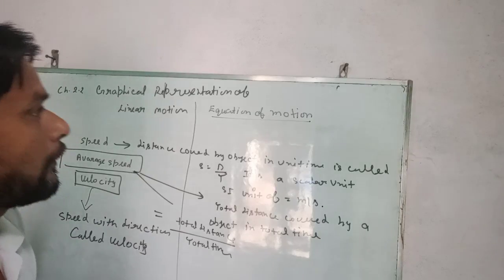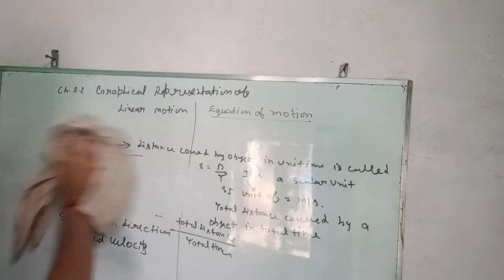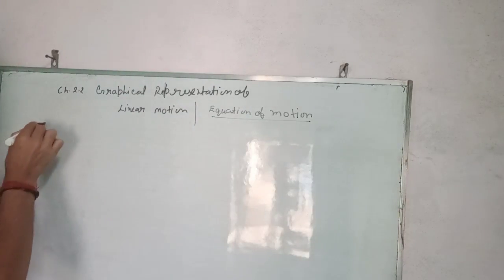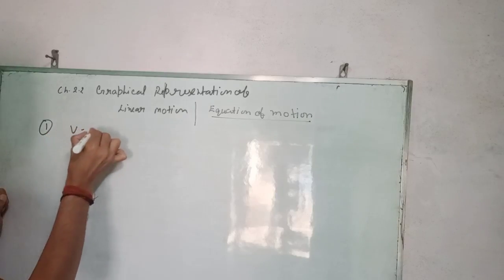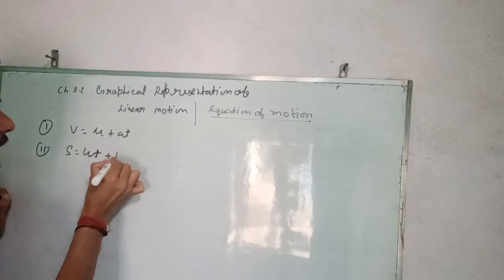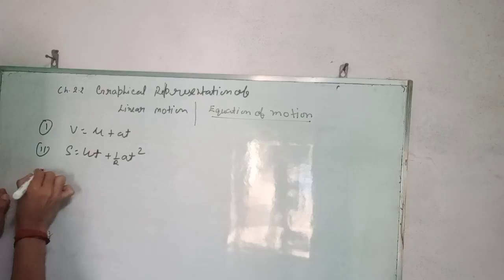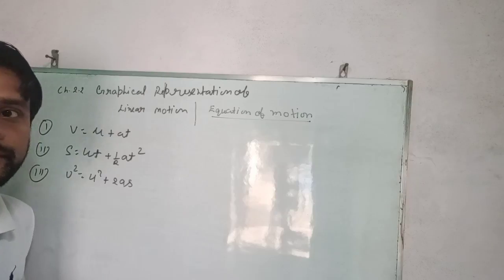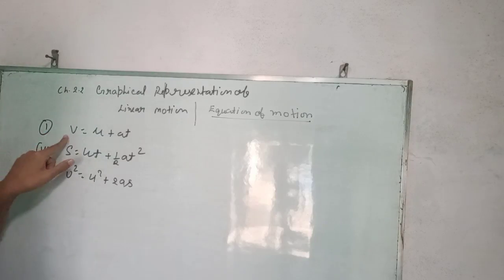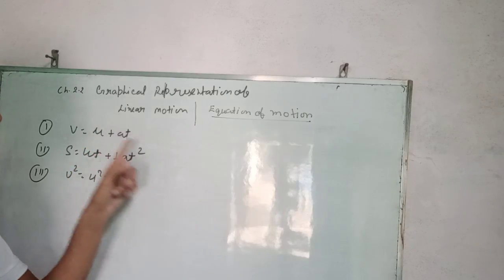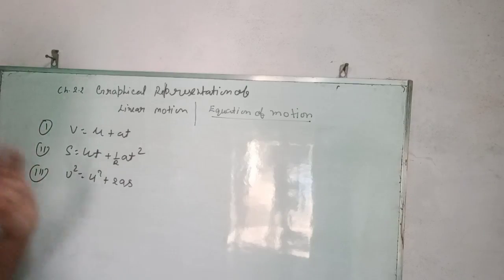Now the equations of motion. The three equations of motion in linear motion. First, v is equal to u plus at. Second, s is equal to ut plus half at square. Third, v square is equal to u square plus 2as. Where v is the final velocity, u is the initial velocity, a is the acceleration, t is the time, and s is the distance.